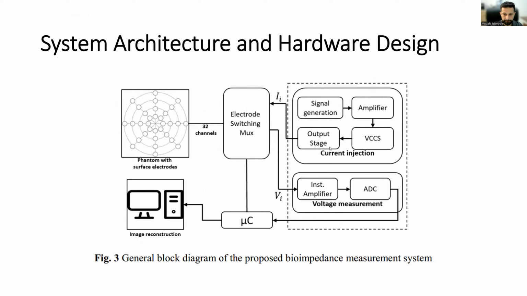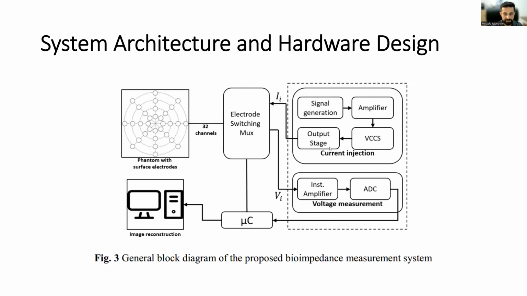Here in figure 3, you see the block diagram of our full system. Let me walk you through each model. First one is the Phantom, this one. This is a 3D printed saline filled tank to mimic the conductivity of biological tissue. Its embedded anomalies represented abnormal regions.